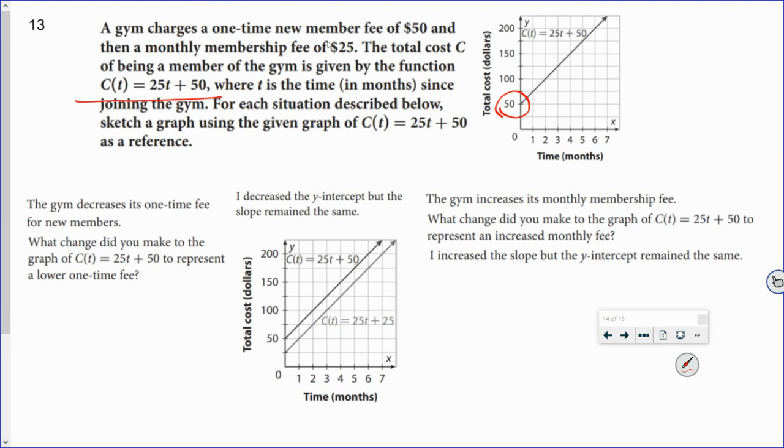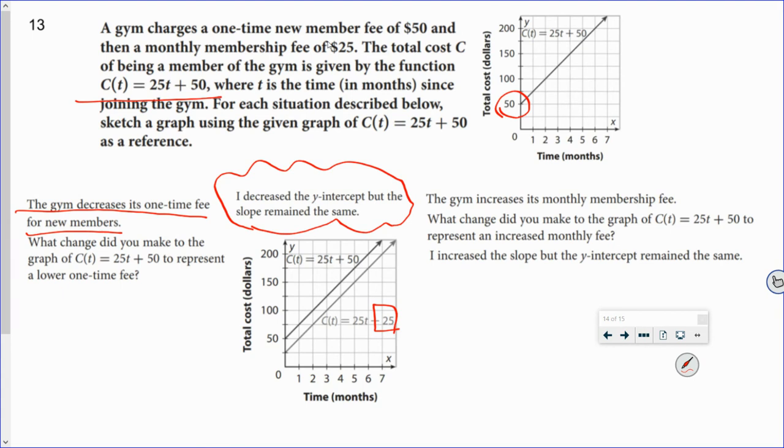So what happens if the gym decreases its one-time fee for new members? What do you change if you just decrease that one-time fee? The answer is, well, I decrease the y-intercept. It's going to go down. So like here, if I made that one-time fee $25, my graph goes down $25 on the y-axis, down 25.